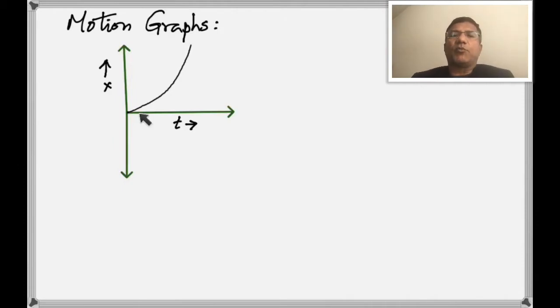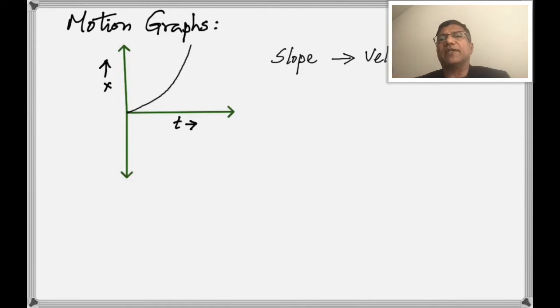Now you see that the slope of this graph, as you go from the origin outwards, is increasing, which means that the velocity is increasing, because the slope of the position time graph gives velocity. That means this object has an increasing velocity. Maybe a constant acceleration, but definitely it has an acceleration. So, important point, the slope of a position time graph gives velocity.